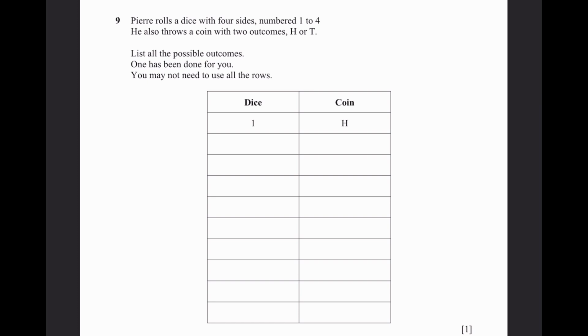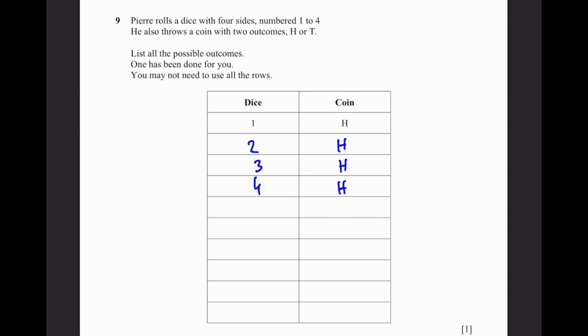List all the possible outcomes. One has been done for you. You may not need to use all the rows. So now dice number 1 and coin heads. Now let's do all of them with the coin flip for heads. There's 2, 3, 4, and H, H, H. There's no 5 or more in the dice, and there's no other numbers either.